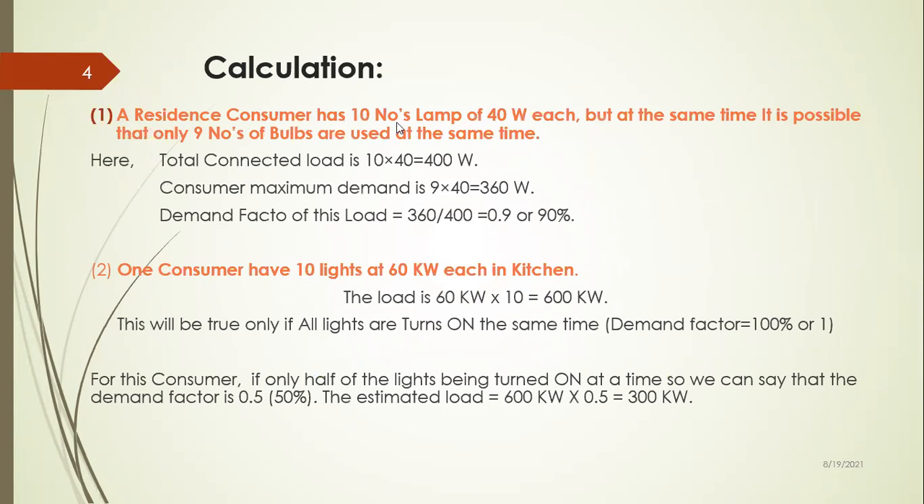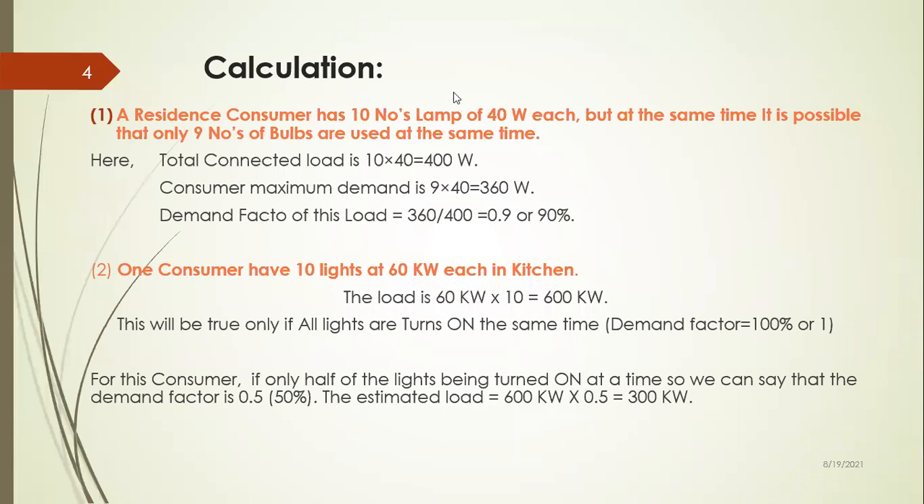A residence consumer has 10 lamps of 40 watt each, but at the same time it is possible that only 9 bulbs are used. That means for a residential consumer, in his particular room, 10 bulbs are there of 40 watt each, and he is using a maximum of 9 bulbs at some particular time. So what is the total connected load? 10 bulbs, 40 watt each, so the total connected load is 10 multiplied by 40, that is 400 watt.